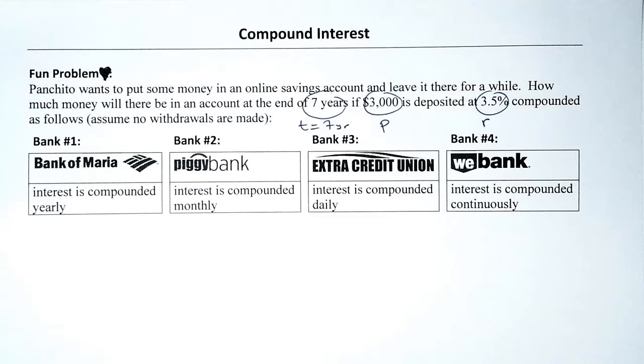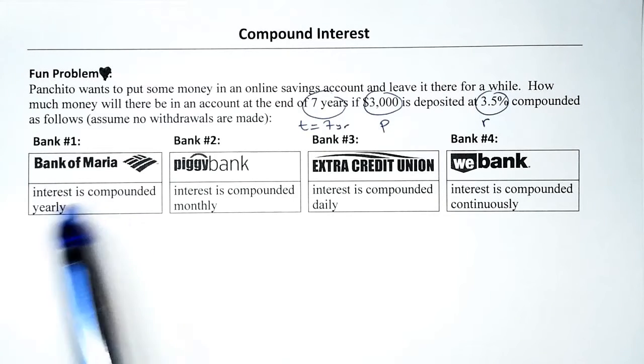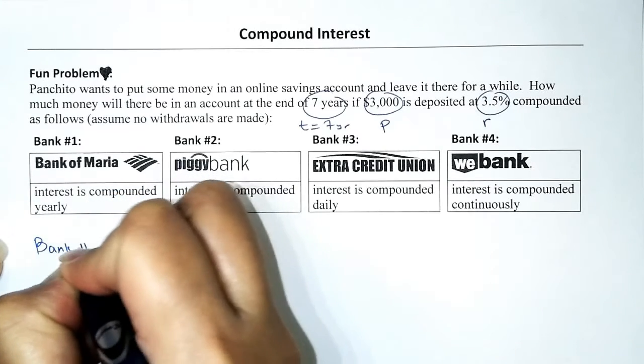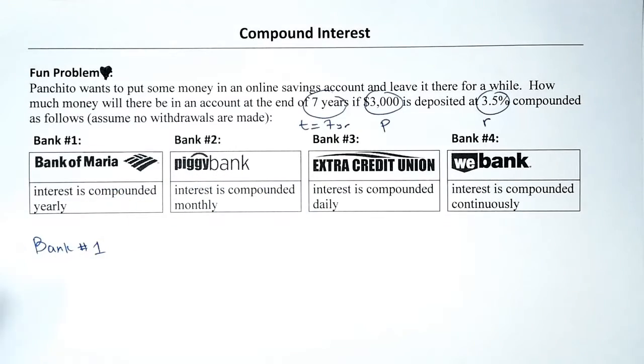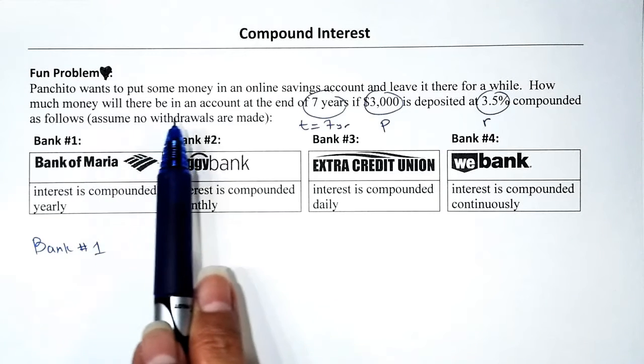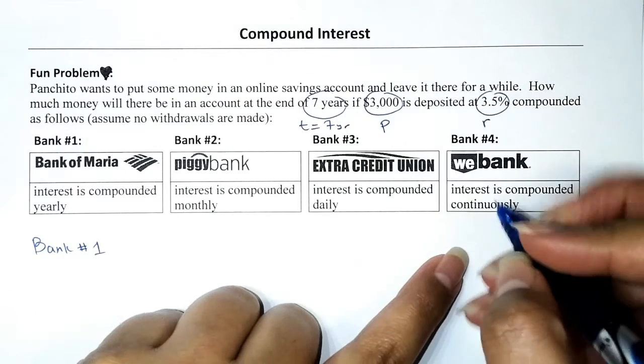Okay, so you can either write bank number 1 or you can put the name of the silly bank. I'm just going to put bank number 1 or Bank of Maria. I'm going to write down the facts, okay? So the question is, how much money will there be in an account? So what is that final amount? Remember, we're going to use that compound interest formula. Let me write it somewhere on the side.